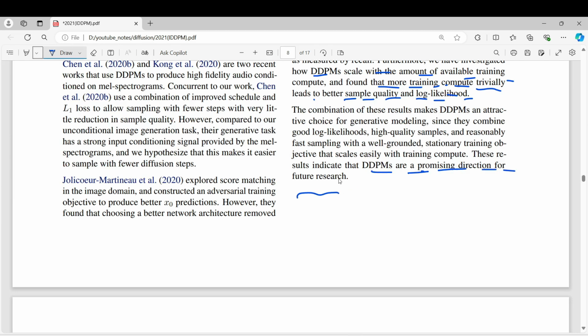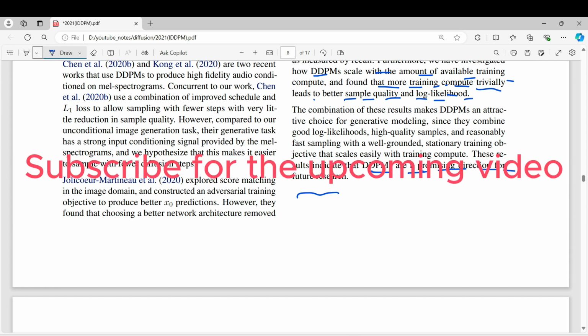And the results they obtained give better hope, better inspiration for the upcoming work.